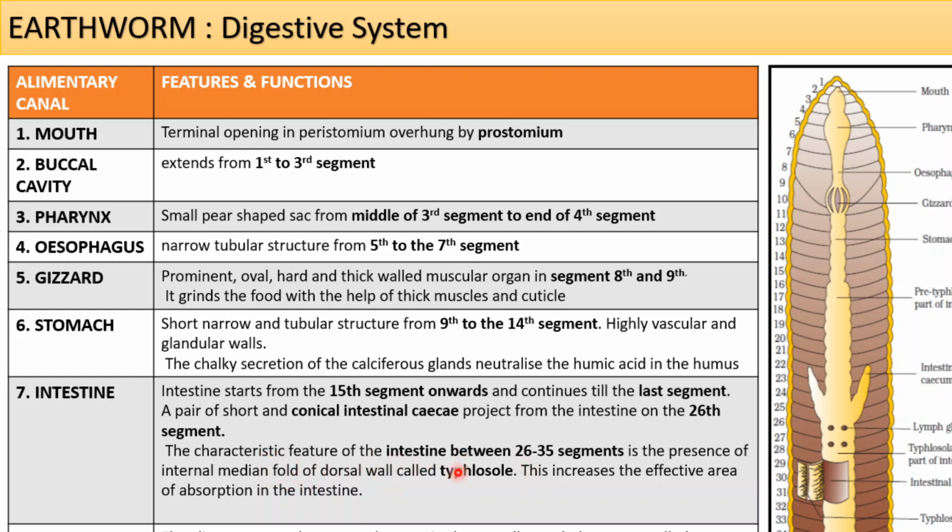The characteristic feature of intestine between 26 and 35 is the presence of internal median fold of the dorsal wall called typhlosole. अब ये जो similar to the villi to increase the surface area, अब यहां से पूरा intestine है ना, राइट ना. 14 तक तो स्टमक है, उसके आगे पूरा intestine है. तो यहां पर डाइजेशन होने के बाद there is requirement of increment in surface area, तो इसलिए यहां पर एक फोल्ड आ गया और that fold is called as typhlosole. ठीक है, increases the effective area of absorption and finally last में आ जाएगा anus. राइट, सो दिस इज द डाइजेस्टिव सिस्टम ऑफ द अर्थवर्म.